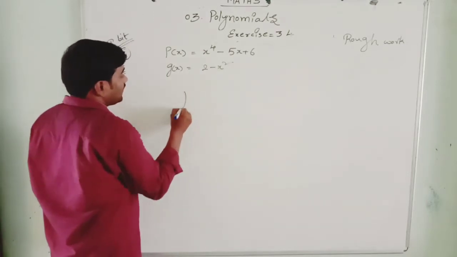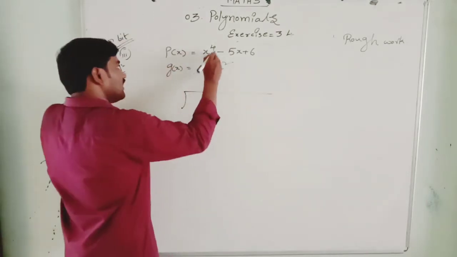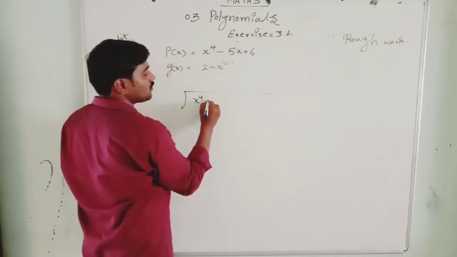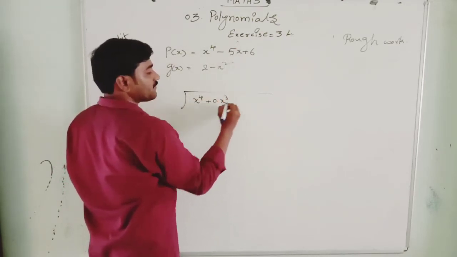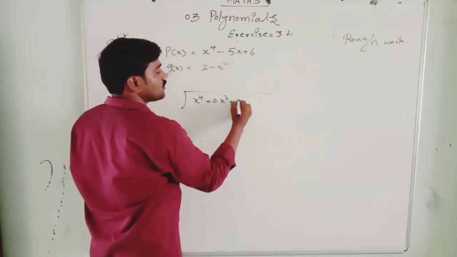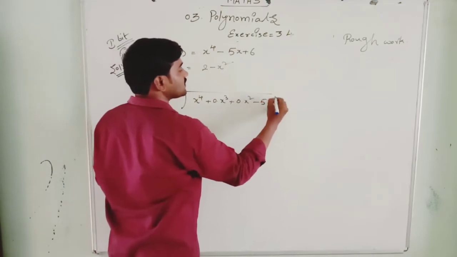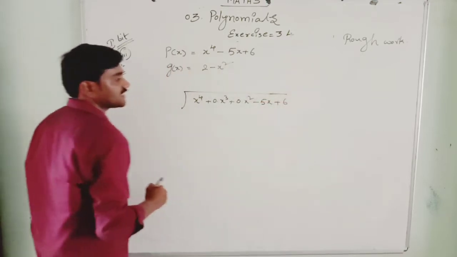First of all, let us check the order of the polynomial. Let us write x to the power of 4. Is there x to the power of 3 here? No, so 0 into x to the power of 3. x to the power of 2: no, 0 into x to the power of 2. Then x, yes, we have x, that is minus 5x. Then the constant term is 6.